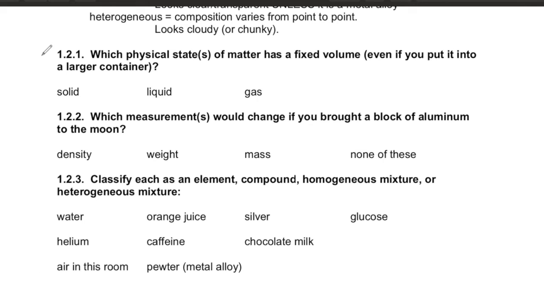Okay, so hopefully we are familiar with the states of matter, at least the three main ones: solid, liquid, and gas. Those are the ones we're going to be working with, none of the more rare states that you could have. If you put something into a larger container, a solid is not going to expand and fill the container, and neither is a liquid. They have a fixed volume. A gas will expand, so it does not have a fixed volume.